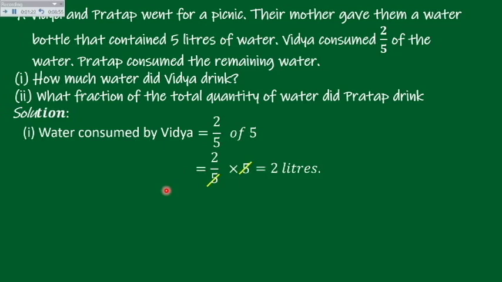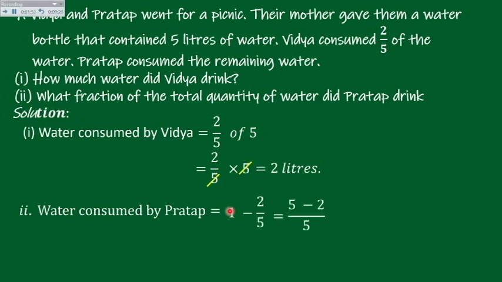Now let's talk about Pratap. How much water was drunk by Pratap? So the total quantity we will take as 1 because that 1 is the bottle. Out of 1, 2/5 part is drunk by Vidya. Then what is the remaining? 1 minus 2 upon 5. You will get 5 minus 2 equals. Write your answer in the comment box.